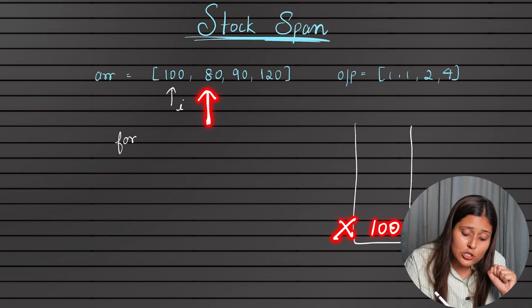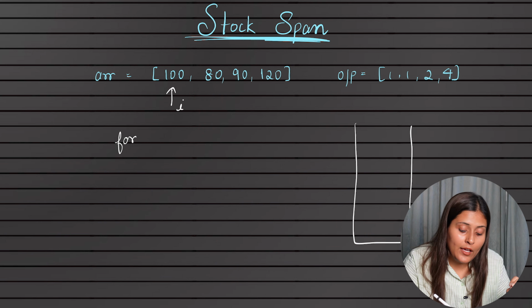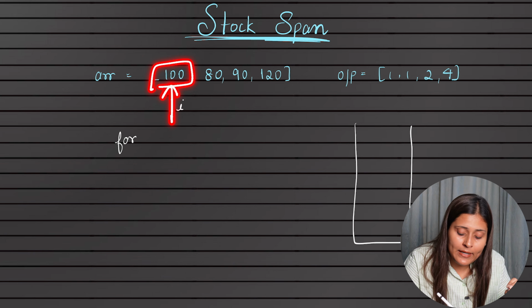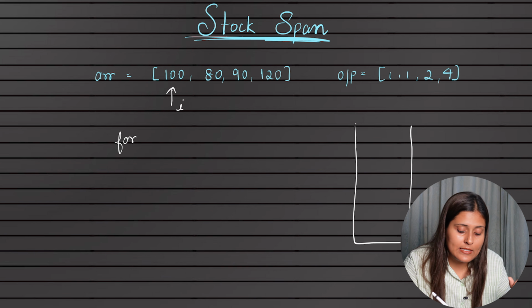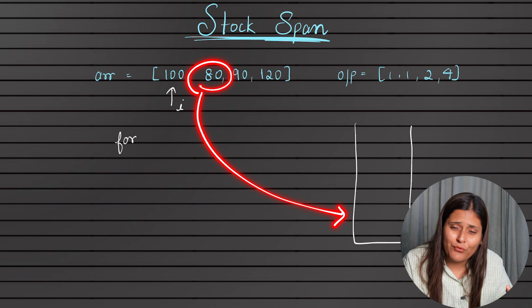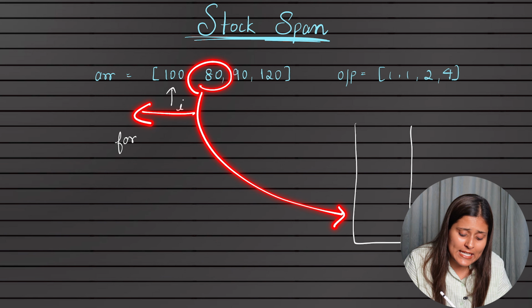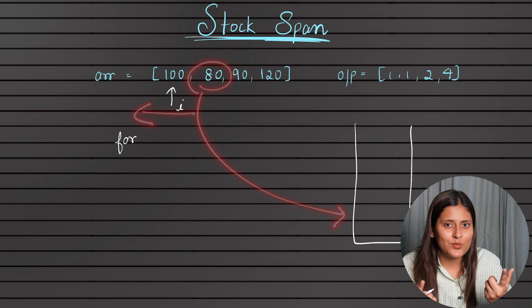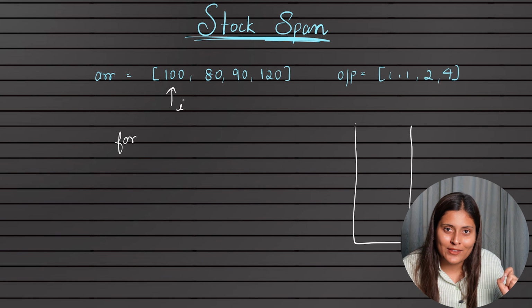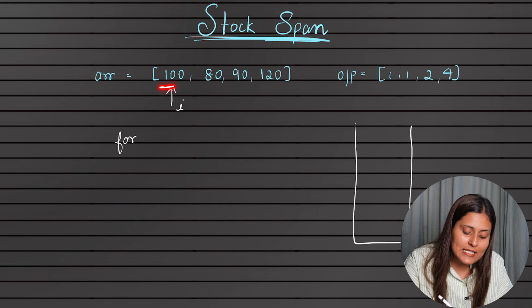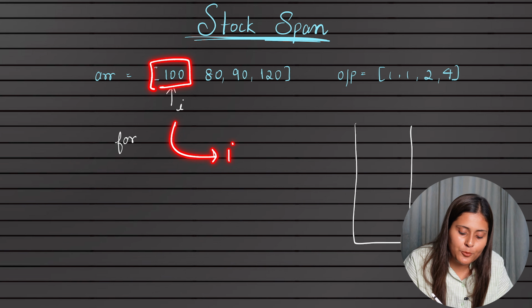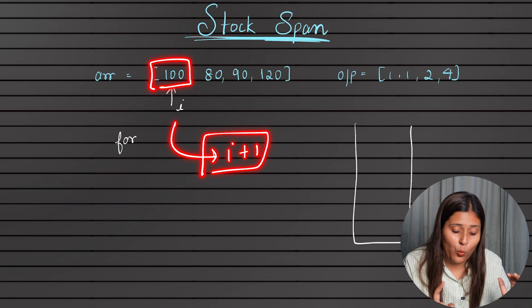So for 80 also our answer is 1. So can I say, if for any element the stack is empty, or else for any element we have not found any such element towards its left side which is smaller, the answer is 1. So I can do one thing. What I can do, yes, if the stack is empty, we will simply put i plus 1. Okay, why i plus 1?